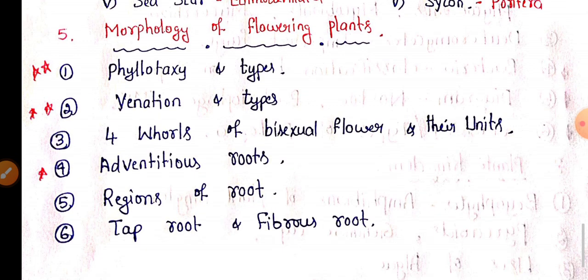And the last chapter for this first unit test is Morphology of Flowering Plants, and this chapter is only up to leaves. The important topics related to that are phyllotaxy and its types, venation and its types, and the 4 whorls of bisexual flowers along with their units, adventitious roots, then the different regions of the root, and the difference between taproot and fibrous root.